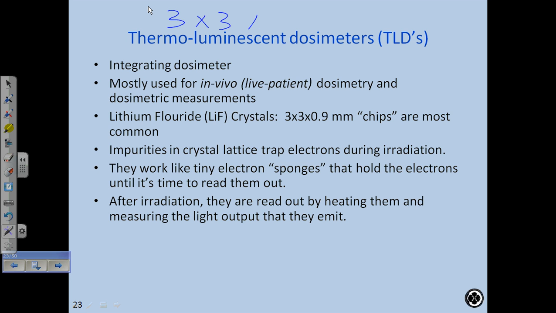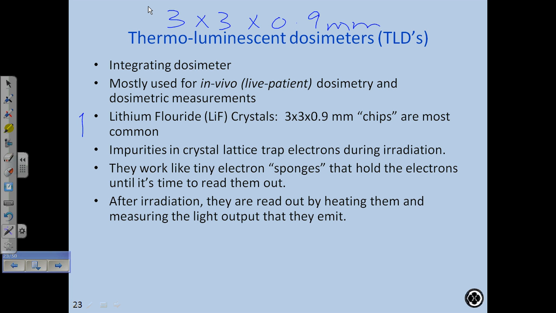Those are the most common crystal forms. Impurities in the crystal trap electrons during irradiation. A crystal is made of atoms, and between the atoms there are energy bands where electrons can get trapped. Impurities create these trapping centers for electrons, just as a qualitative explanation. After irradiation, they're read out by heating and measuring the light output that they emit. The amount of radiation you deliver to the TLD is proportional to how much light they'll emit when you heat them up.